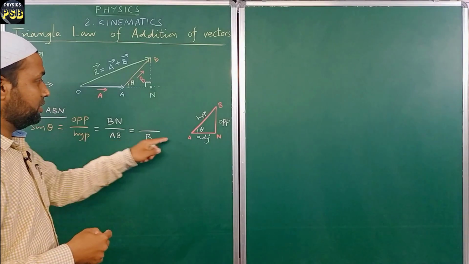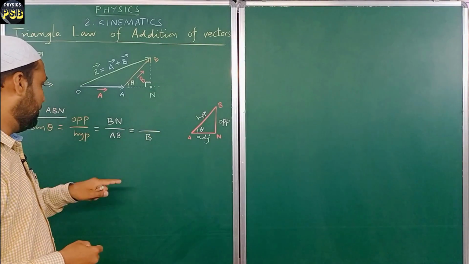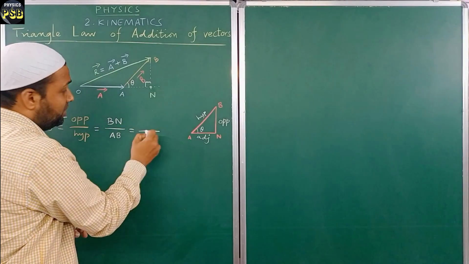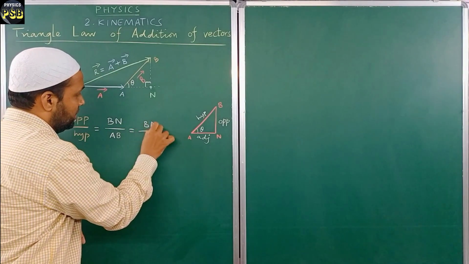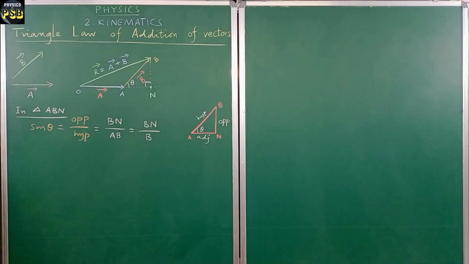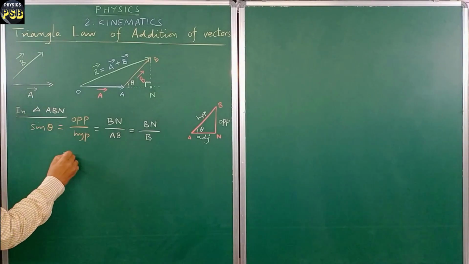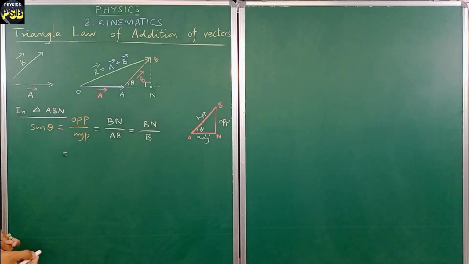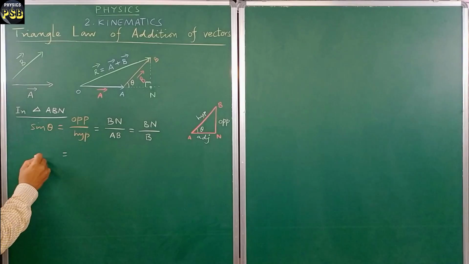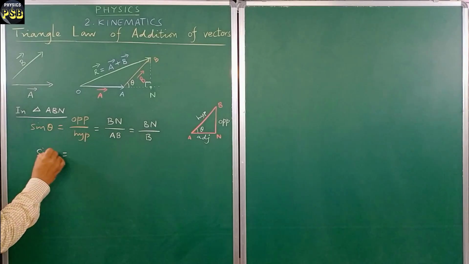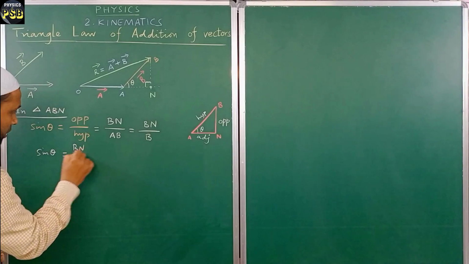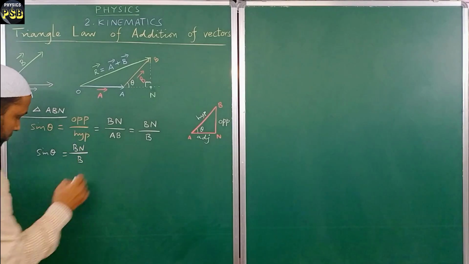The value of AB, that is the hypotenuse B, is mentioned here from the diagram. But we don't know what BN is, so it is left as such. Now from this expression, one can get the value of BN easily. Now keep BN, we rewrite this: sin theta is equal to BN upon B.